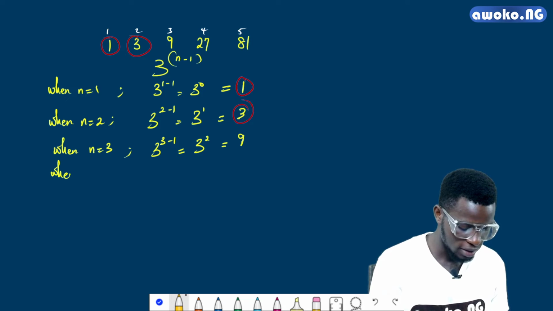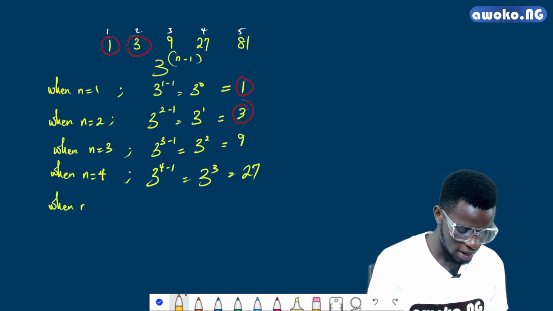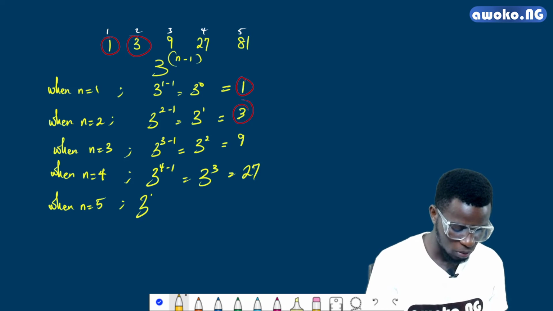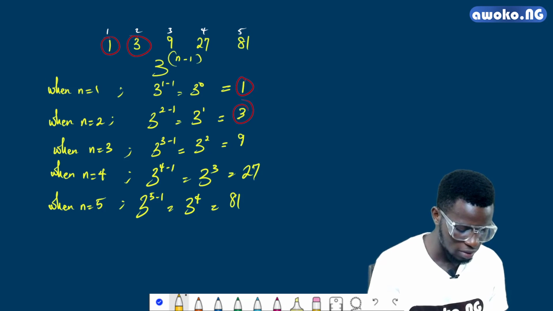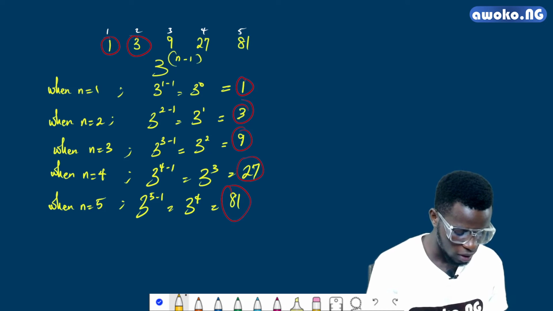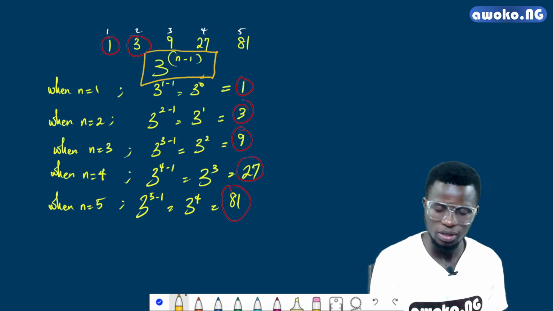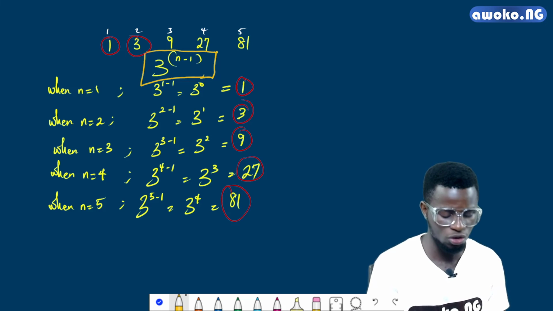When n is equal to 4, we have 3 raised to power 4 minus 1, which is 3 raised to power 3. This is 27. When n equals 5, we have 3 raised to power 5 minus 1, which is 3 raised to power 4, and 3 raised to power 4 is 81. Realize that all these are still the same thing. That means this particular rule that the sequence follows is actually correct. So this is how we can illustrate or describe what a sequence is.